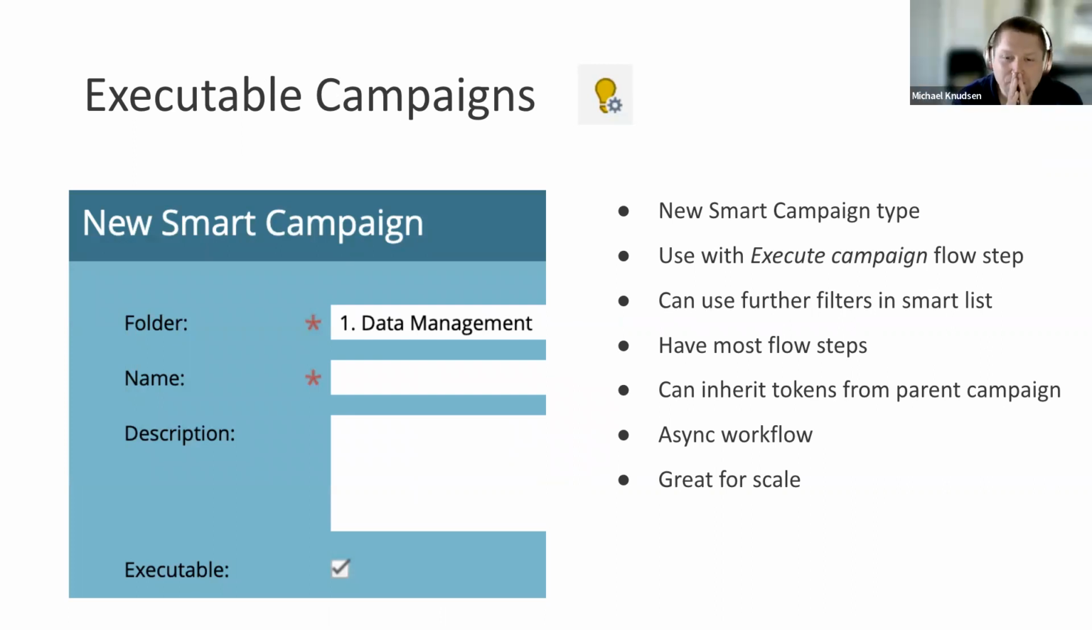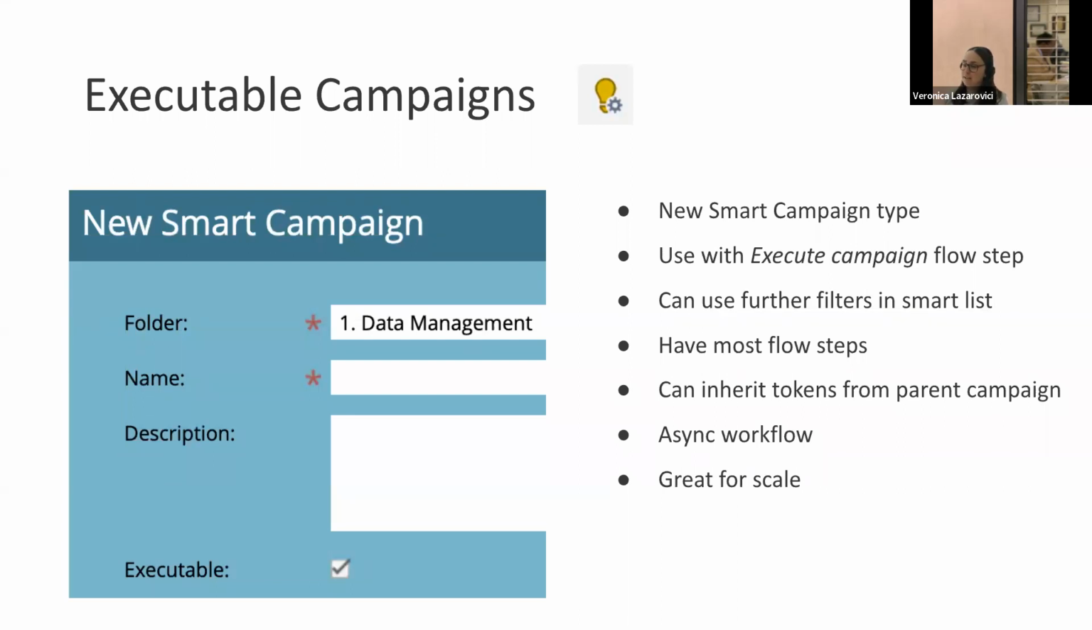They are basically a new type of smart campaign. And you will create it in Marketo in the same way you would create any smart campaign. The difference is that you will have to check this box down here when you create it to say this is an executable campaign, and they would have a smart list, a flow, and a schedule. They work with the execute campaign flow step, which means they have to be called from another campaign. And I will share examples of how this looks.